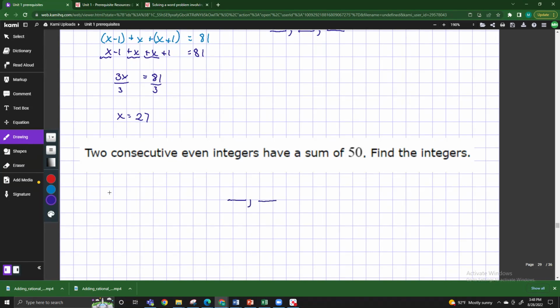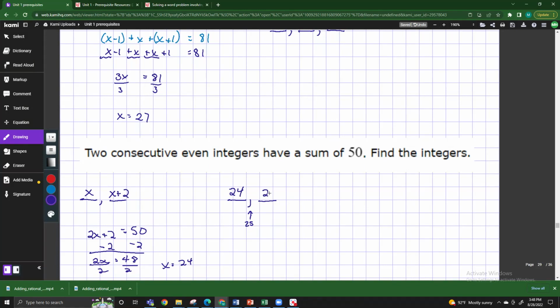So if I have 2, looking at those numbers, I have x, and they're even, so this is going to be x plus 2. If I found the middle number, it is 25. So this is 2x plus 2 equals 50. Subtracting 2, 2x equals 48. Divided by 2, x equals 24. My x was that first number, so this is 24.